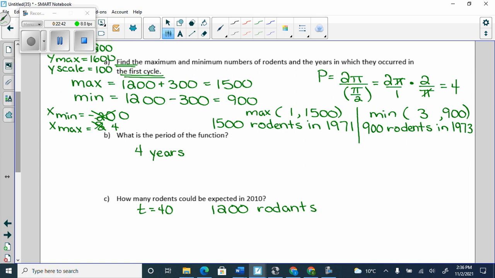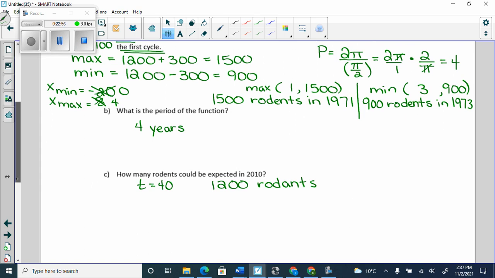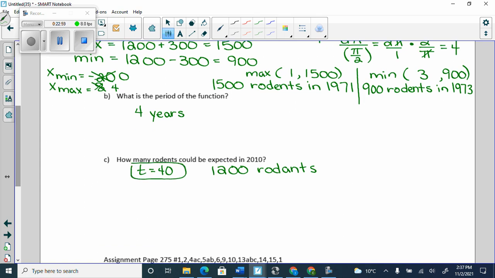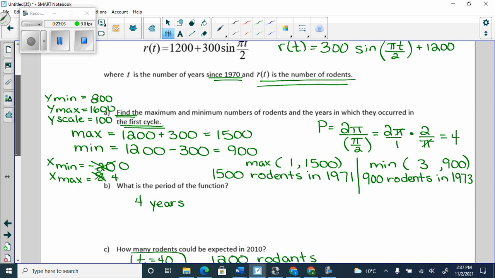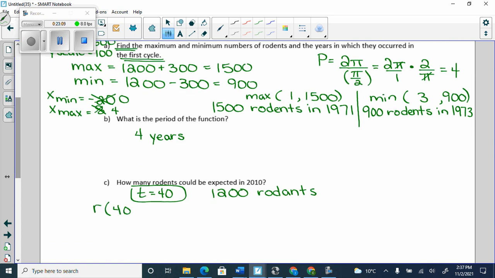Now, what happens if I said algebraically behind this and you do this? Zip, zero, zilch, the big O, you get nothing. Good, you use your calculator. High five, you didn't algebraically do anything. So, algebraically would be out. You would at minimum have to show the equation with this in for x, correct? So, we could go r of 40 equals 1,200 plus 300 sine 40 pi divided by 2. And then you would get 1,200.